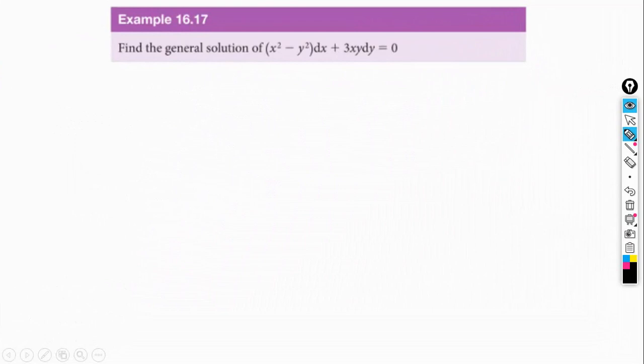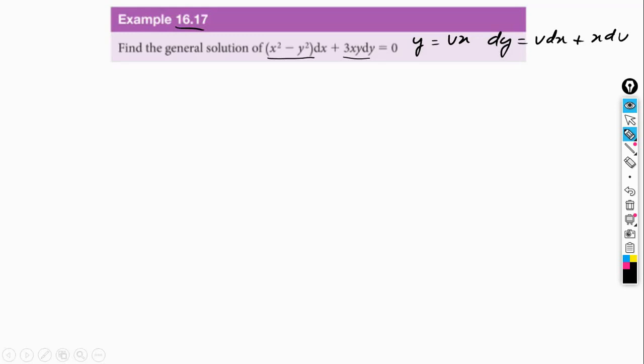So now we're going to do example 16.17, which will be the last one on this video. It says, find the general solution of (x squared minus y squared) dx plus 3xy dy is equal to 0. So let's recall that the substitutions we need to do are y equals v times x, and then dy equals v dx plus x dv.